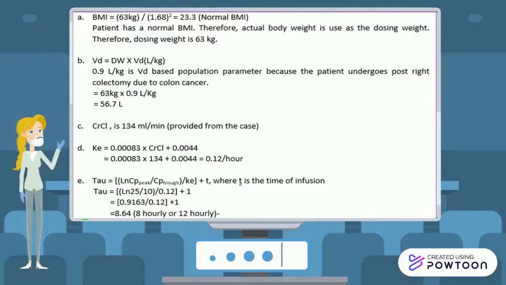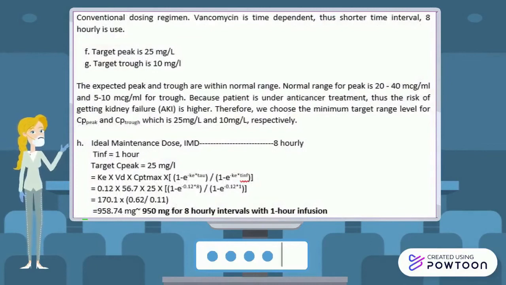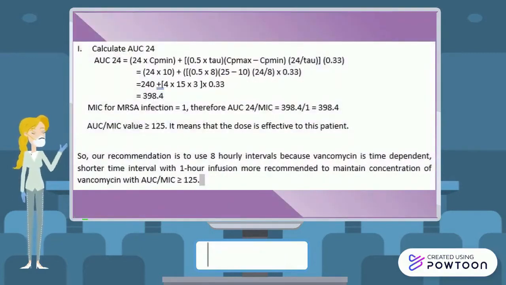In order to calculate the IV vancomycin dose, here are the methods that we use. First, it involves calculating the BMI, the Vd, creatinine clearance, which is already stated in the case, calculating the Ke, tau, selecting the conventional dosing regimen, and then calculating the ideal maintenance dose, and calculating the AUC24.